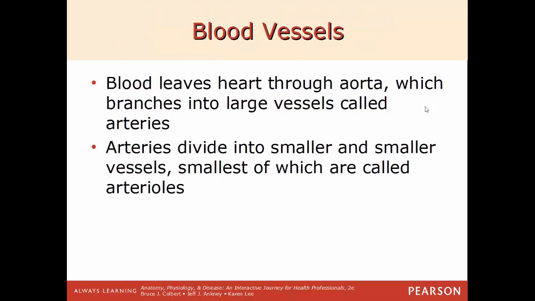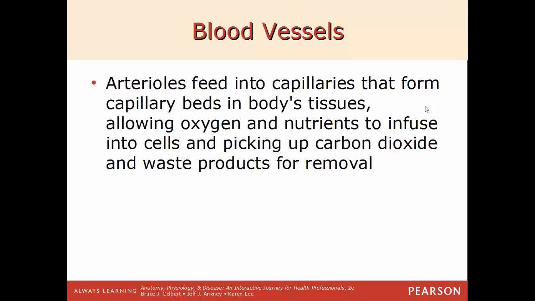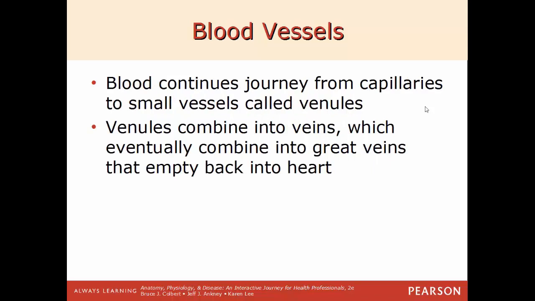All right, blood vessels. After the blood leaves the heart, it will branch into vessels called arteries. Now, arteries will get smaller and smaller, and at their smallest, they're called arterioles. Arterioles will feed into capillaries that form capillary beds within the body's tissues. This is where oxygen and nutrients will infuse into cells and also will pick up carbon dioxide and waste products to be removed. Our blood will continue the journey from capillaries to small blood vessels called venules. Venules will combine to form veins, and these veins will eventually merge into the vena cava and take the blood back to the heart.